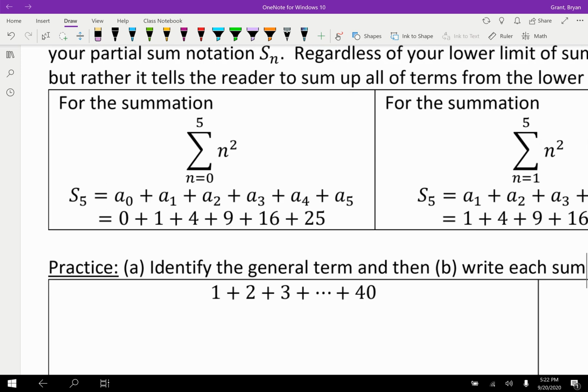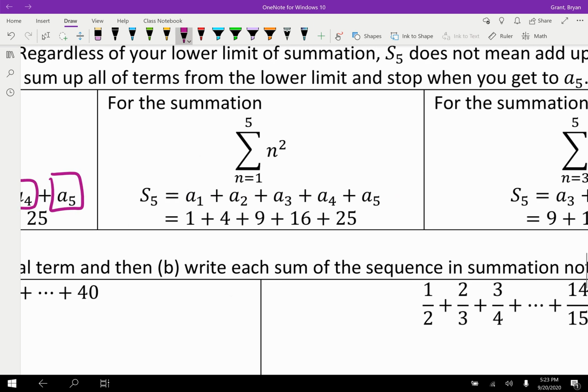If you had this summation, right, then S sub 5 here would mean start at the lower limit and plug things in until you replace n with 5. And so that gives you 1, 2, 3, 4, 5, 6 terms. So S sub 5 doesn't mean add up 5 numbers. It means add up all the terms until you plugged in 5.